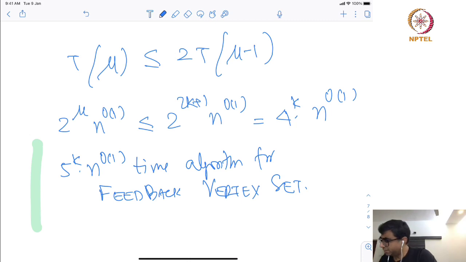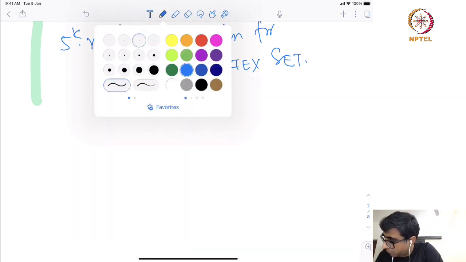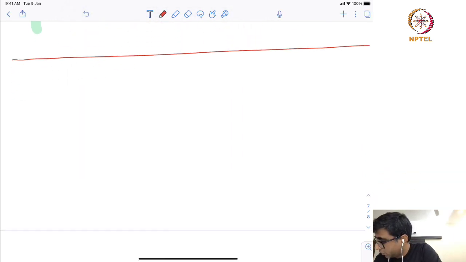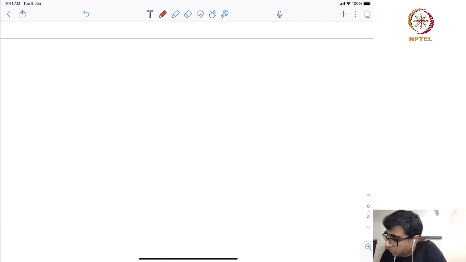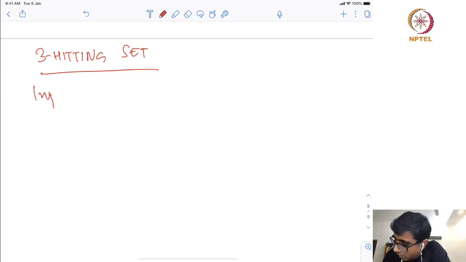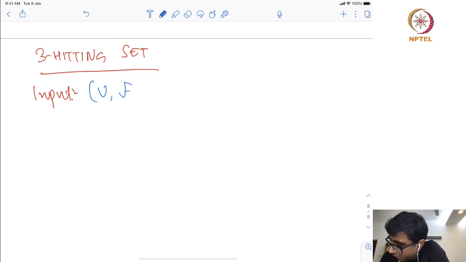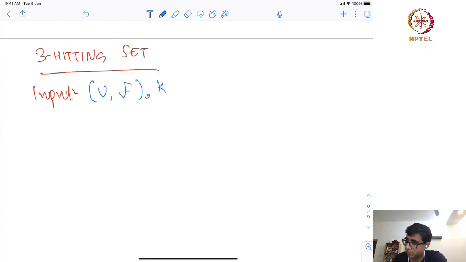Okay. I still have some time and I wanted to give you some algorithm other than this. So, I want to give you an algorithm for a different problem. The different problem that I would like to teach now is 3-hitting set. So, what is 3-hitting set? The input is a universe, a family, and an integer k, the parameter k.